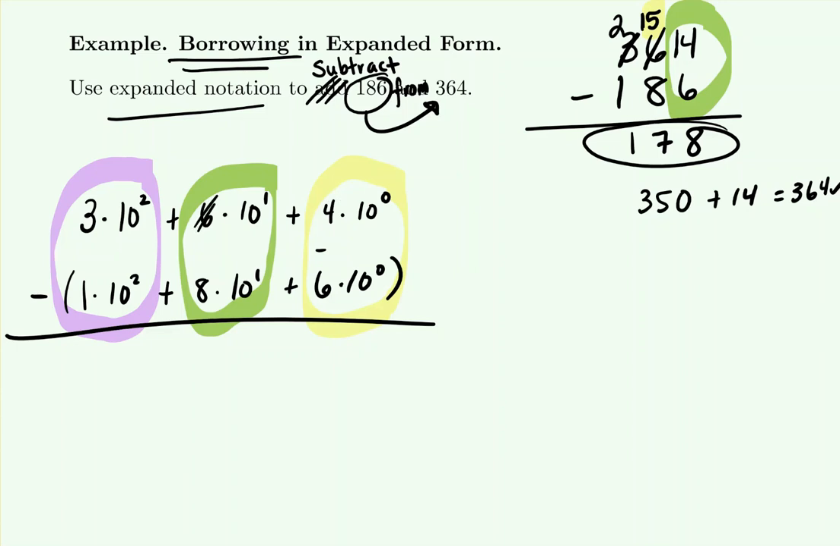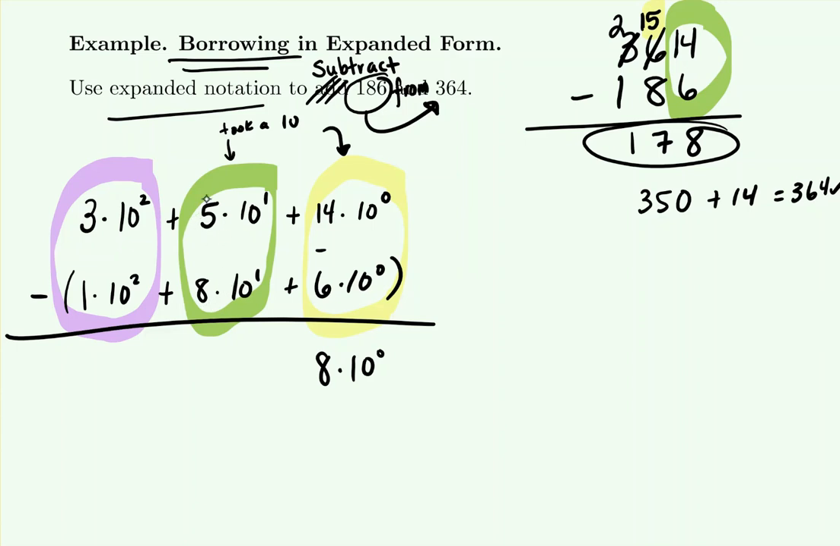We rewrite this as now 5 times 10. But what we did is we took away a 10 and we gave it to the ones position. So instead of 4, we now have 10 plus 4 or 14. So we would see this as our 14 times 10 to the 0. Now 5 times 10, 50, minus 80. We can't do that yet.